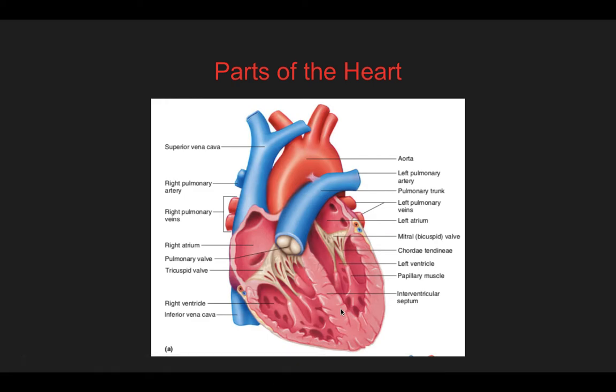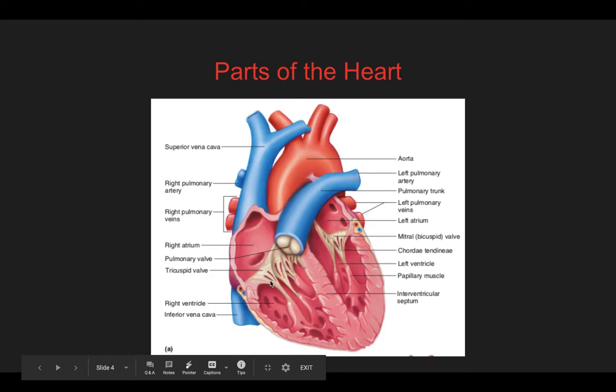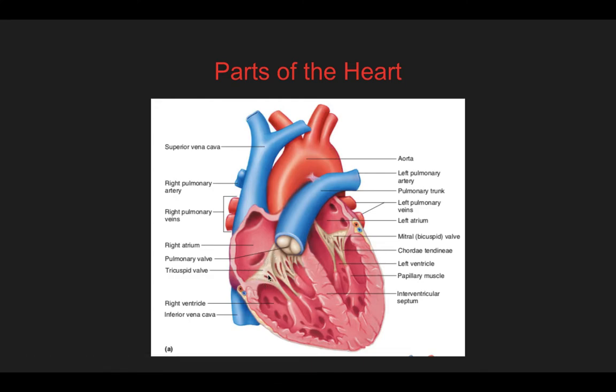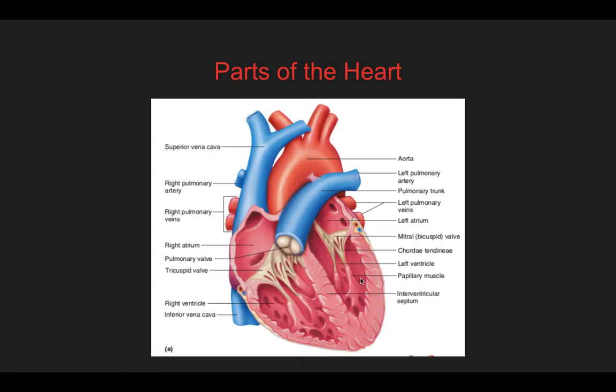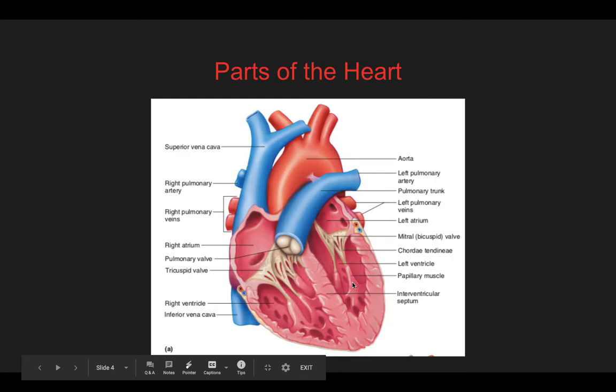Then we have the tricuspid valve, tri meaning 3. That's going to be this guy right over here. So it's the valve that separates the right atrium and the right ventricle. So tri meaning there's 3. Then we have papillary muscles. So these are going to be, they project inward from the walls of the ventricles. They kind of hold the tendon pieces. So these papillary muscles.